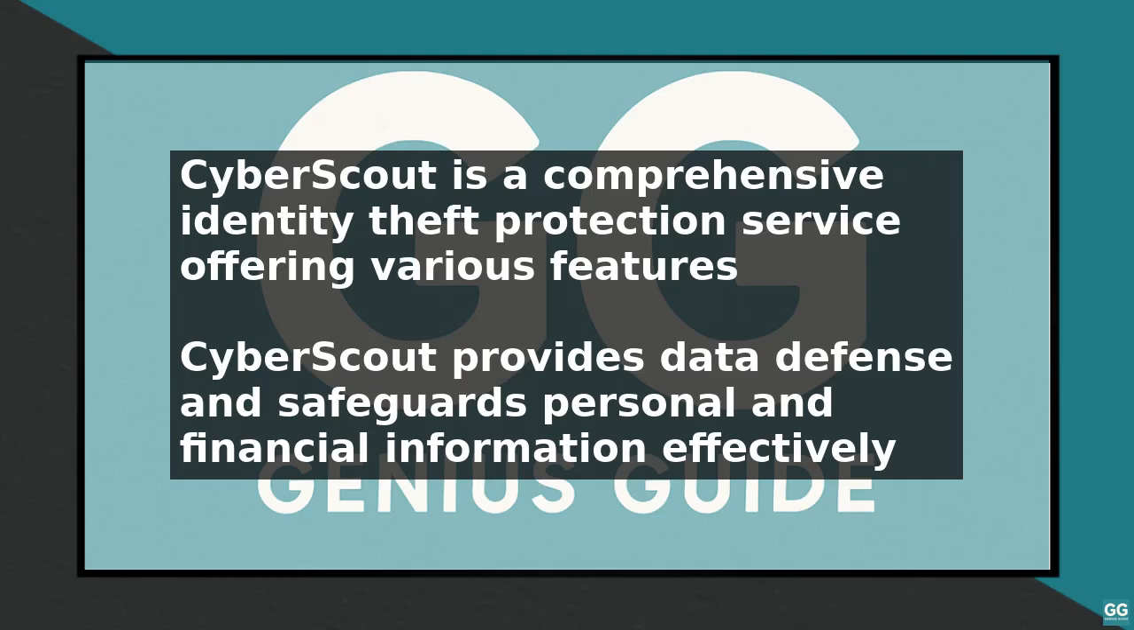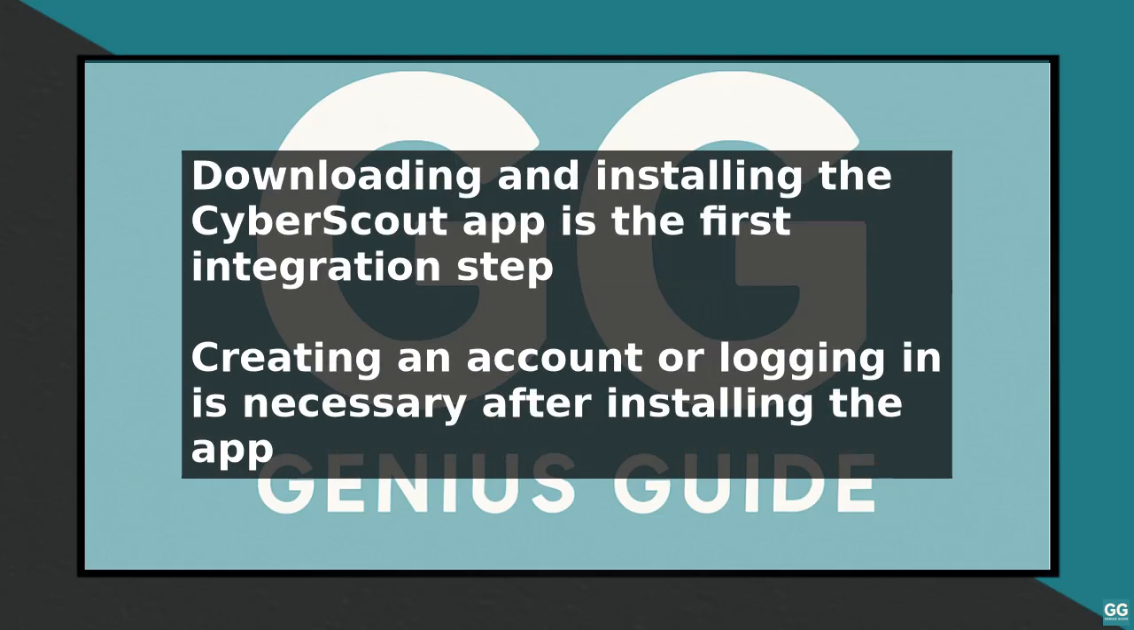and financial information. The first step in integrating the CyberScout mobile app is to download and install it from the App Store. Once the app is installed, users will need to create an account or login if they already have one. This involves providing some basic personal and contact information, as well as setting up a username and password.